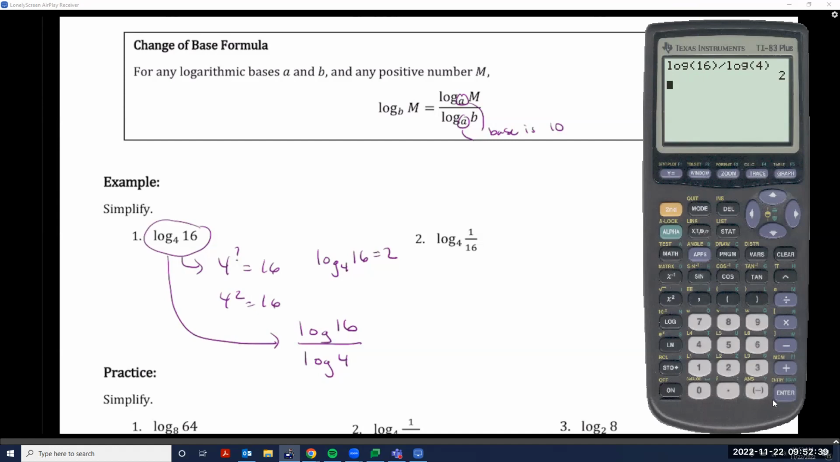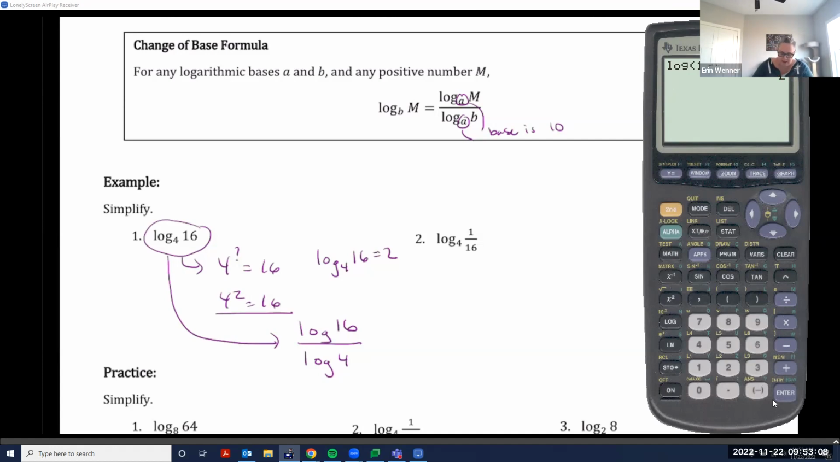Where did you get the 2 from originally? The whole idea of logs is that they're undoing exponential equations. So when it says log base 4 of 16, the question we want to ask ourselves is 4 to what power equals 16? Well, we know that 4 squared equals 16, right? So 4 to the second power equals 16. Therefore, I know that when I do log base 4 of 16, it's going to equal 2, because we're saying 4 to what power equals 16.